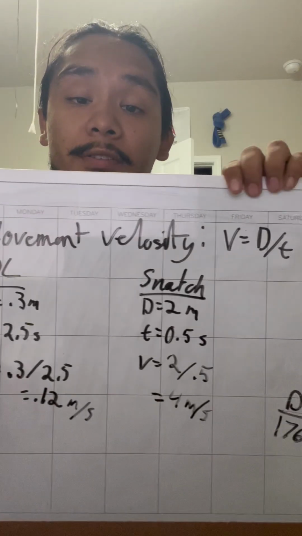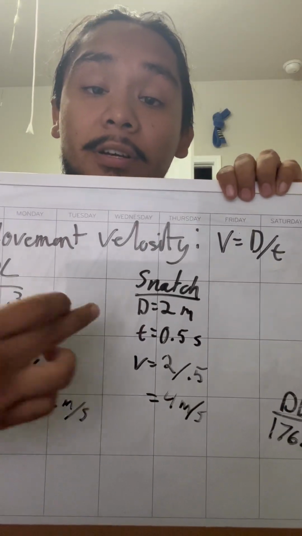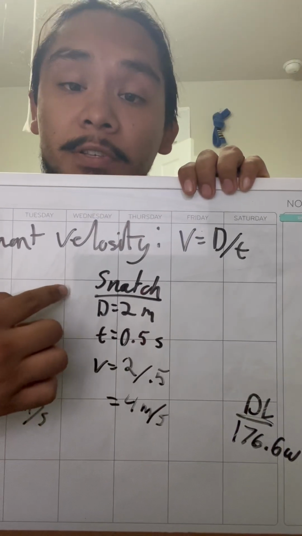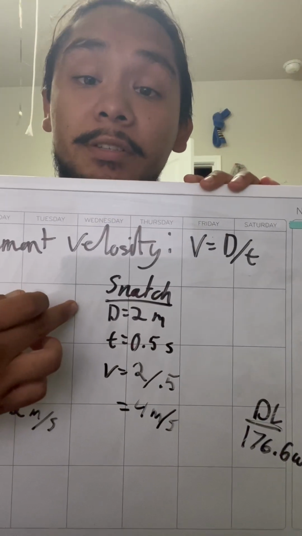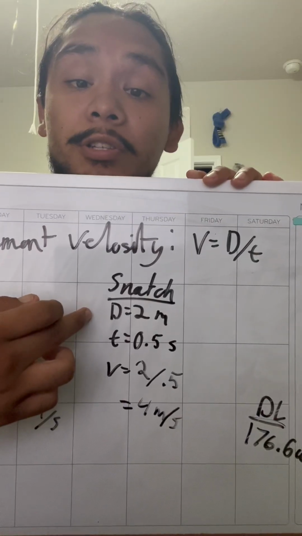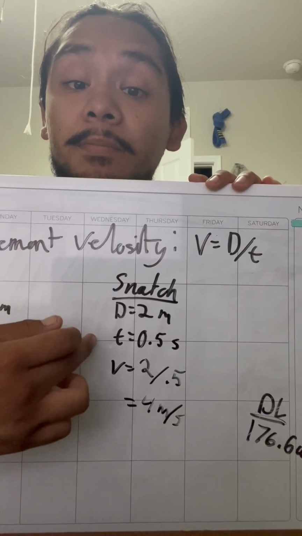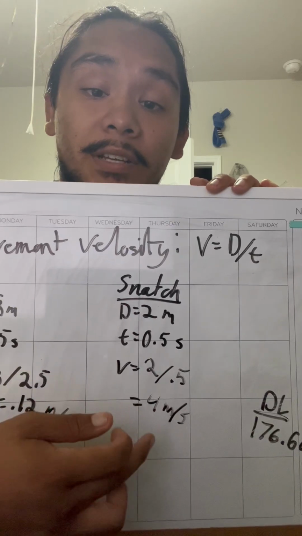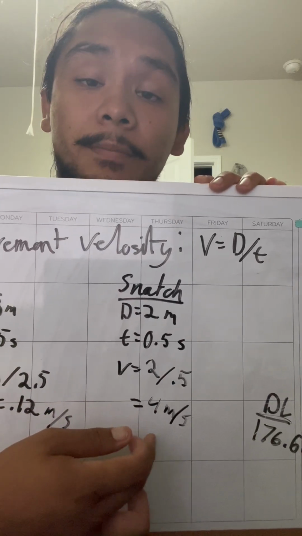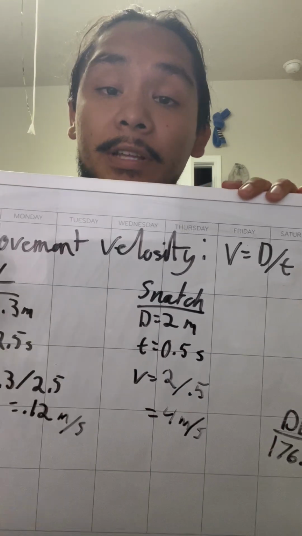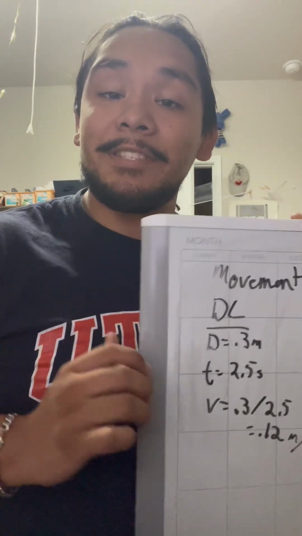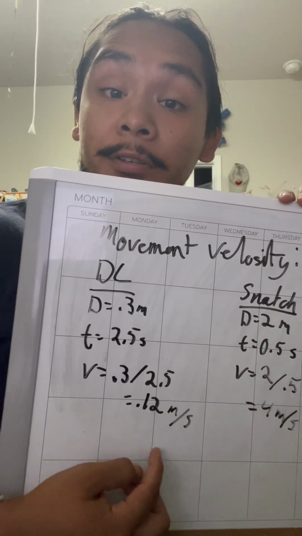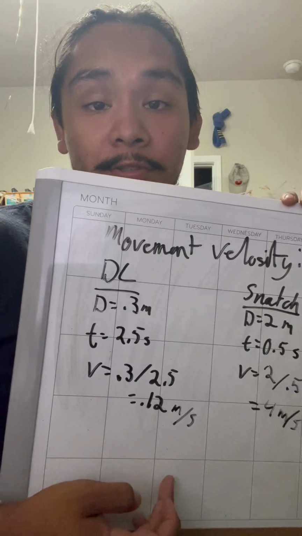On the other side, we have to find our velocity for the snatch. Given that we have a greater distance at 2 meters, we divide our 2 meters by our time of 0.5 seconds. 2 meters divided by 0.5 seconds is 4 meters per second for our velocity. I'm sorry, I misspoke on the deadlift. I accidentally read 0.12 meters per second as 12 meters per second.